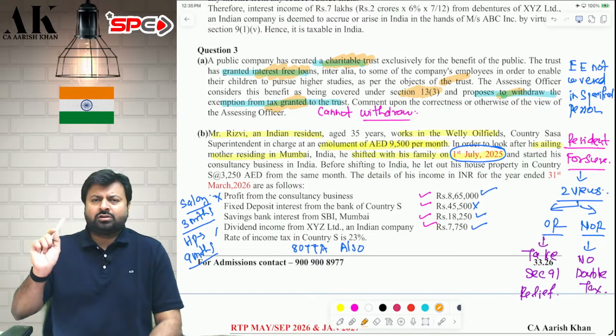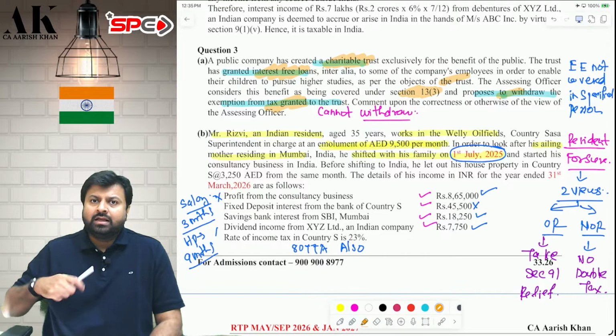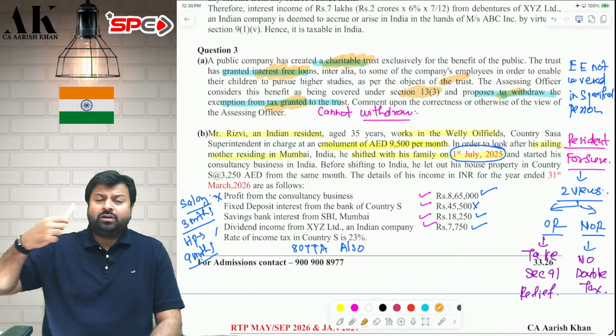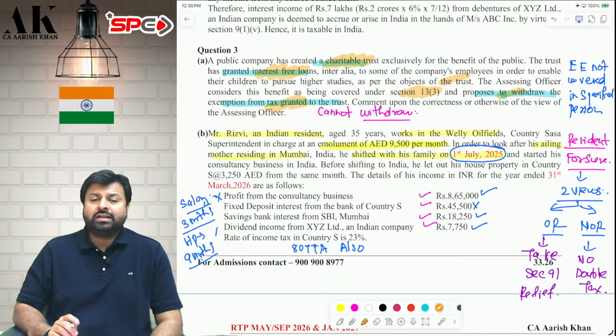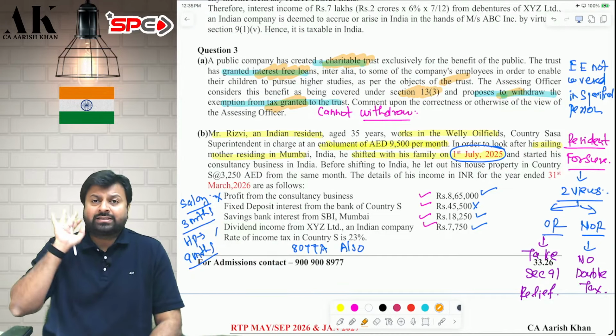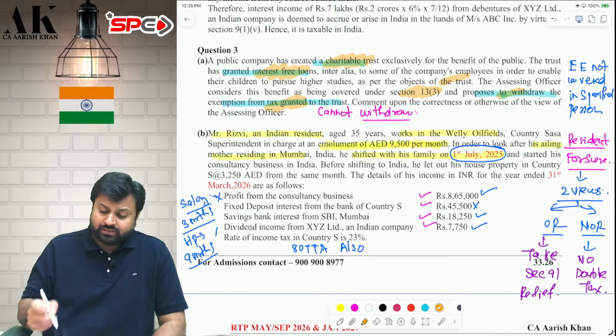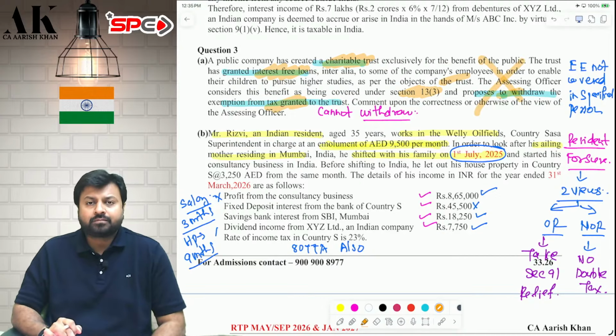And I have told you in the class also, I made you write separately that the employees of the trust are not covered in specified person. Therefore, if you pass any benefit to the employees of the trust, it cannot be called a violation of section 13 subsection 3. Therefore, the AO cannot withdraw your tax exemption. He cannot withdraw because of this reason. Therefore, the AO is incorrect.